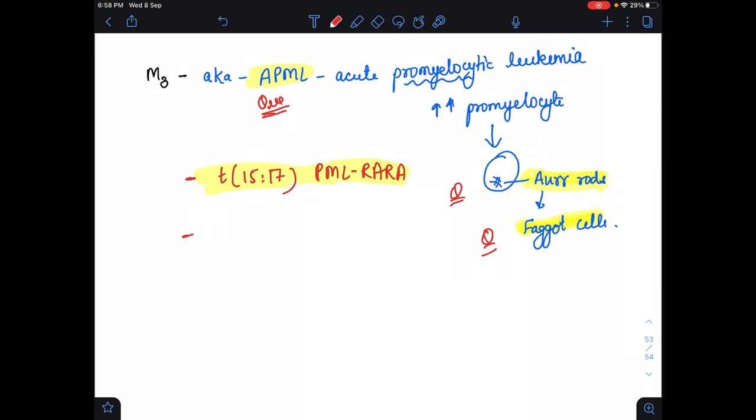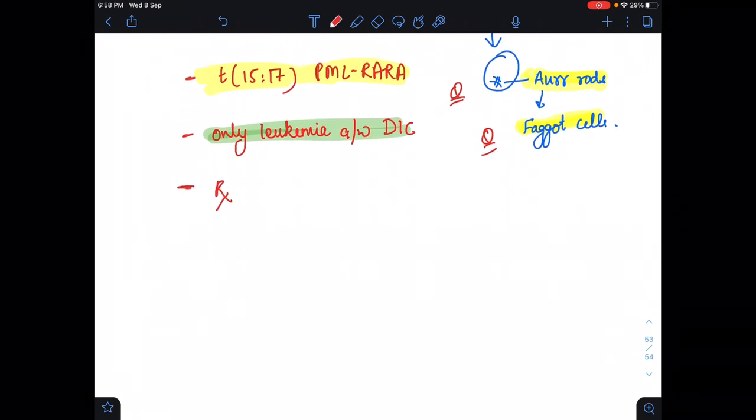Now the third question which was asked in previous year questions is: tell me the only leukemia which is associated with DIC. So M3 AML is the only leukemia which is associated with DIC. Please remember it, it is also a very high yielding question. And the last question, which is also a previous year question, is the treatment of M3 AML, which is ATRA. Please remember it.